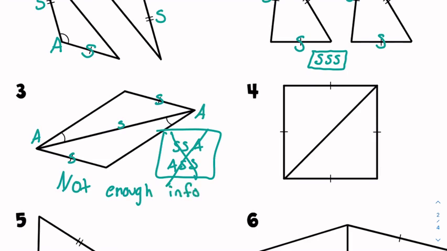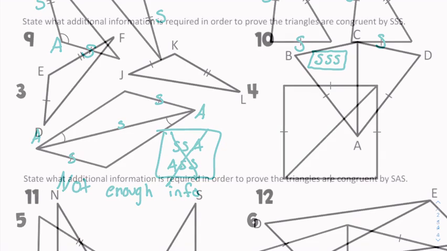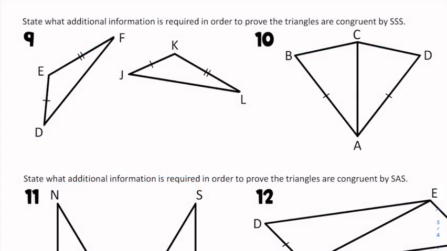Okay, in case you didn't hear that, this is not enough information because the angle needs to be between the two sides. The sides cannot be next to each other. On number 9, it says state what additional information is required in order to prove the triangles are congruent by side, side, side.